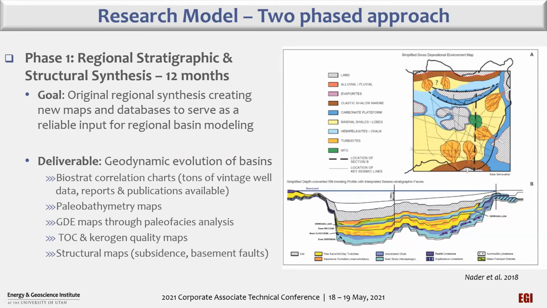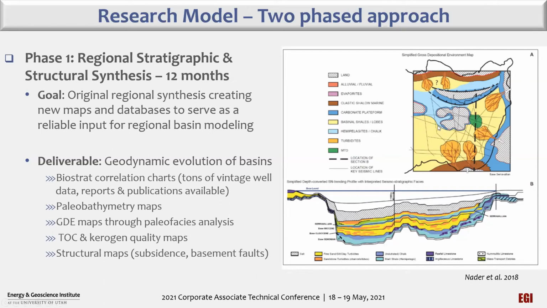The geodynamic evolution of the basins will incorporate visual maps and charts in phase 1 that will be captured in ArcGIS and will include biostratigraphic correlation charts, paleobathymetry maps, GDE maps through paleofacies analysis, TOC and kerogen quality maps, and structural maps such as subsidence and basement fault maps. On the right here, you see an example of a GDE map. It's a simplified gross depositional environment map, something that we can construct in our phase 1.